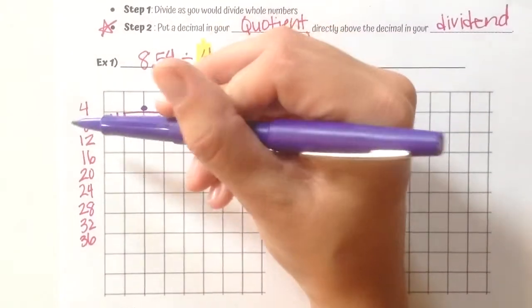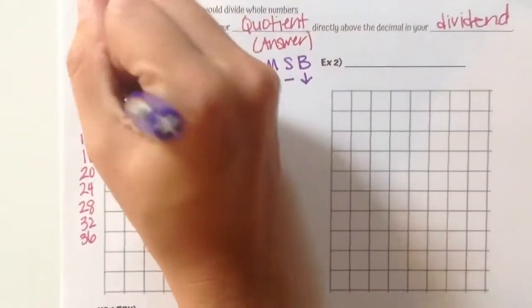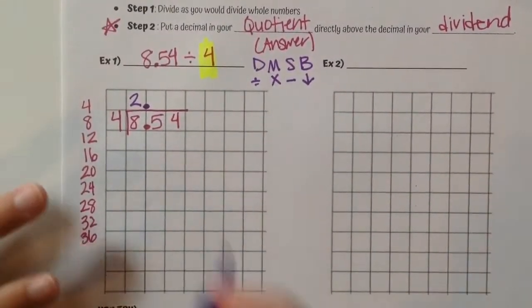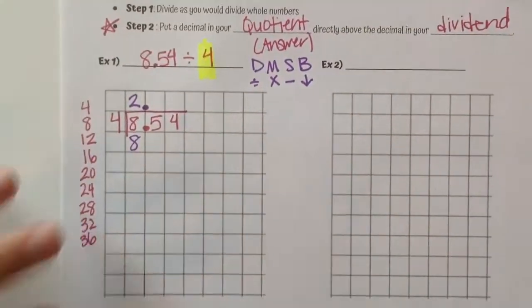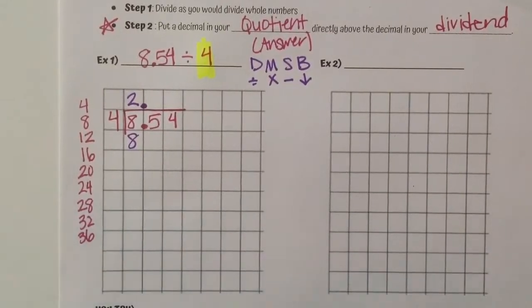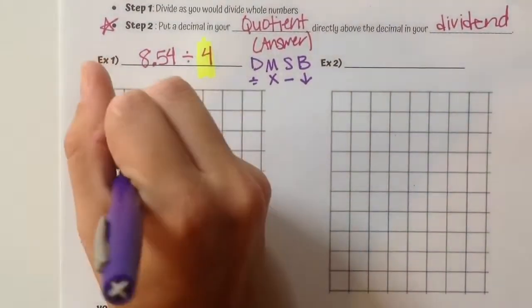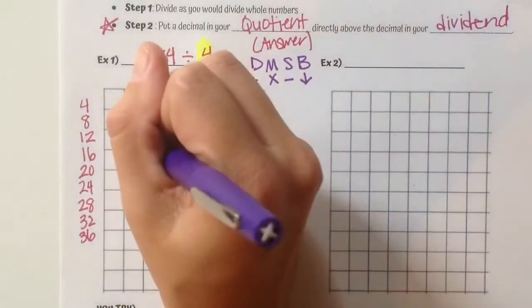8 divided by 4. 4 goes into 8 2 times. Then we multiply. 4 times 2 is 8. Next step is to subtract. 8 minus 8 is 0. Last step is to bring down.